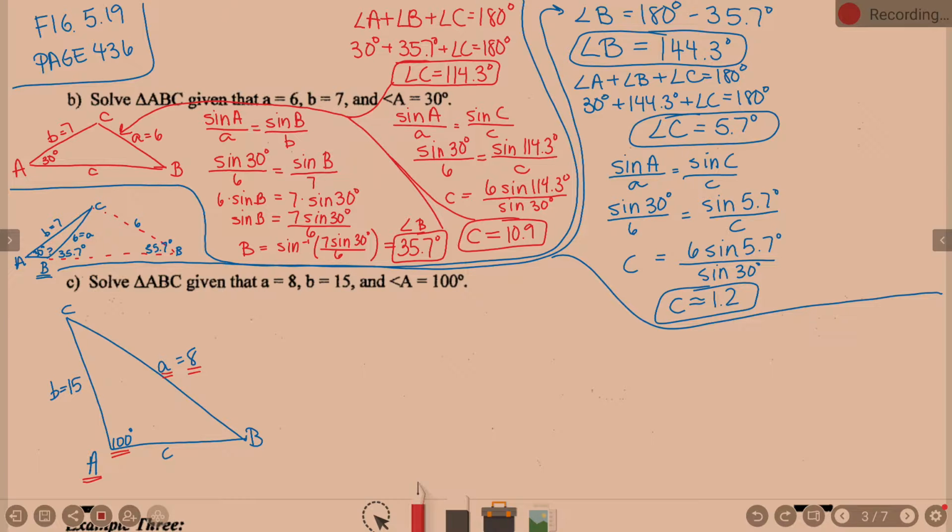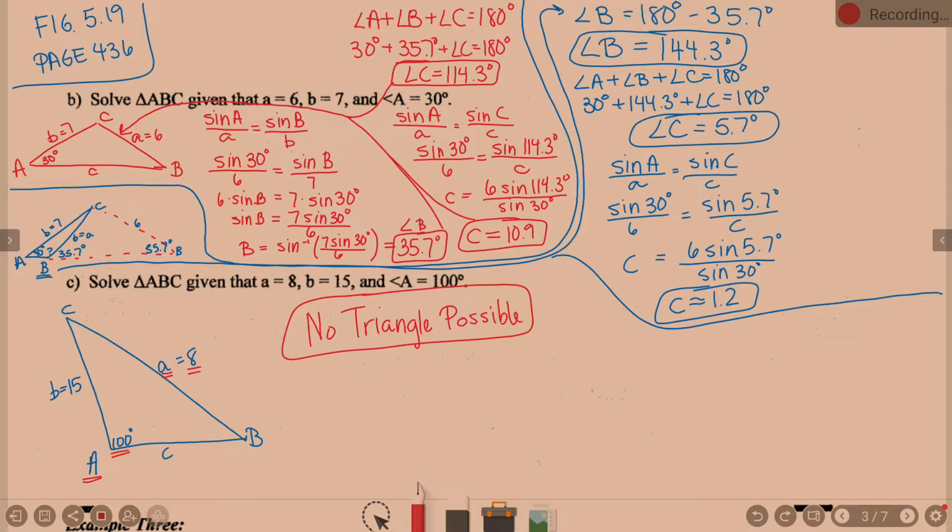Is 8 the longest side in the triangle? No. And it doesn't matter how I draw it. It's a matter of what other number was given, and 15 was given there. So officially my answer is no triangle possible. That is my official answer on this problem. It can't be done. You want to watch for the fact that if they give you an obtuse angle, it has to have the bigger side across from it, because there can only be one obtuse angle.